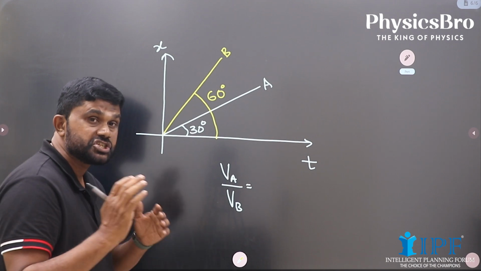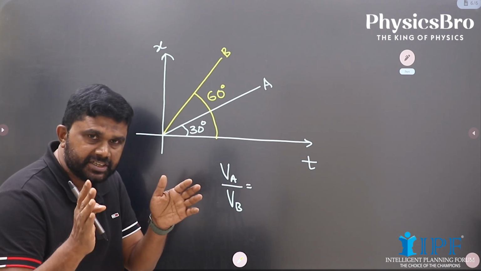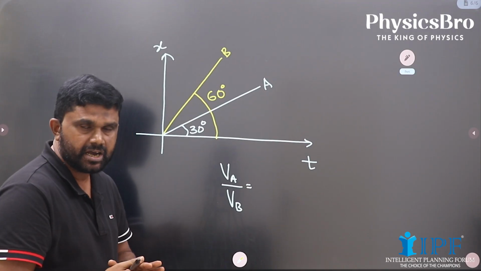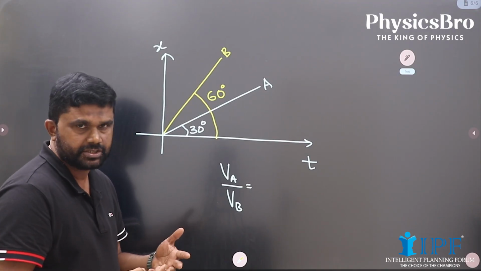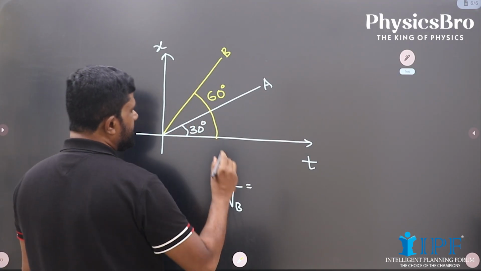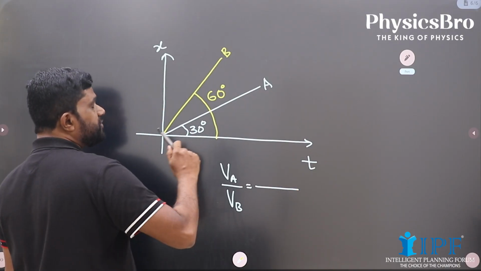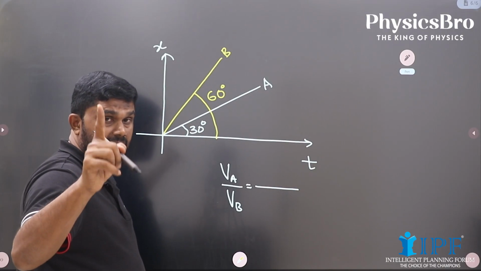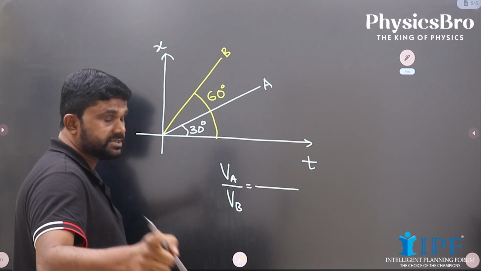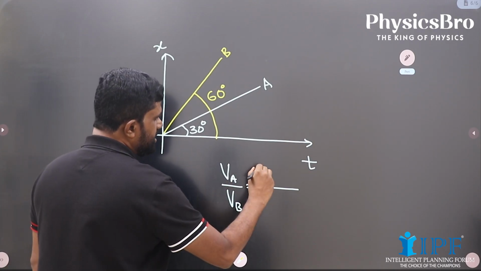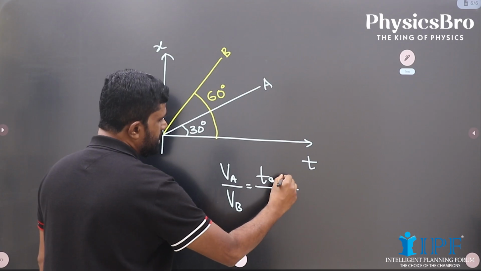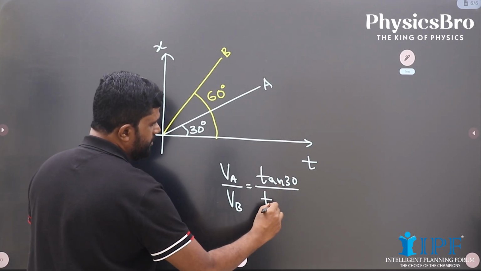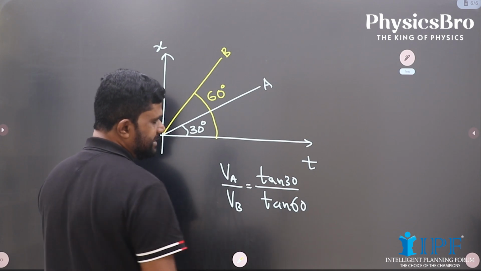Here we have a position time graph. If you find the slope, you will get change in position by change in time, delta y by delta x, that is velocity. So the velocity of the particle A is the slope of the position time graph. Slope is equal to the tangent of the angle made by the graph with the positive direction of the x-axis. Here it is 30 degree, so it will be tan 30. And the velocity of B will be tan 60.